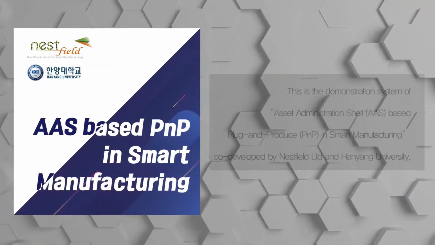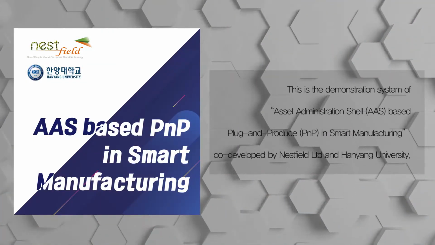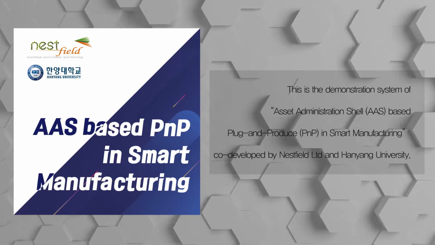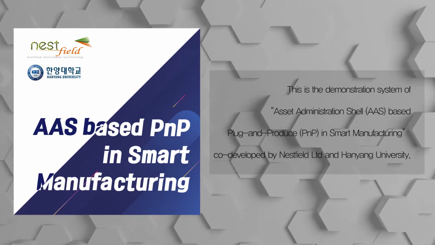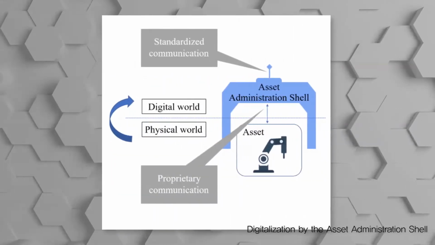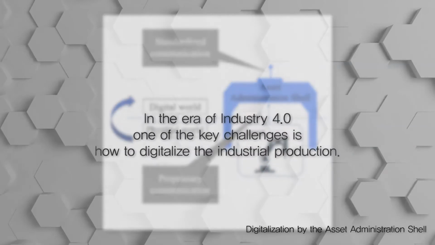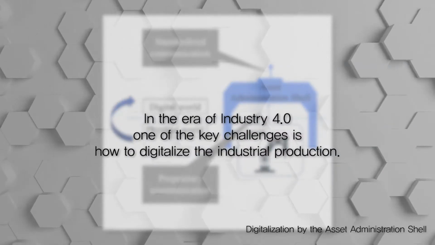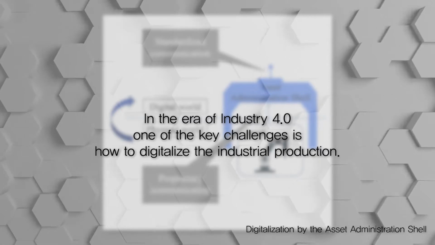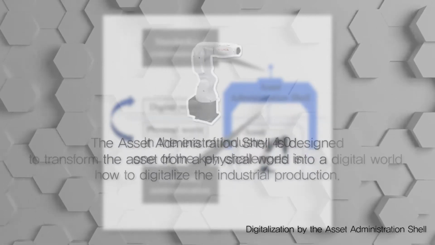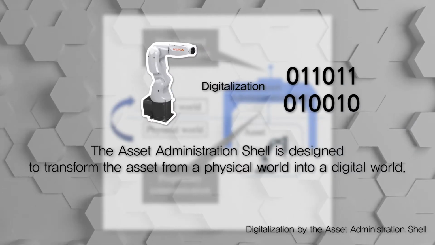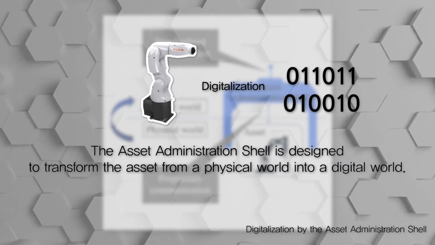This is an e-demonstration system of Asset Administration Shell, AAS, based plug and produce, PnP, in smart manufacturing, co-developed by Nestfield Ltd. and Hanyang University. In the era of Industry 4.0, one of the key challenges is how to digitalize industrial production. The Asset Administration Shell is designed to transform the asset from a physical world into a digital world.